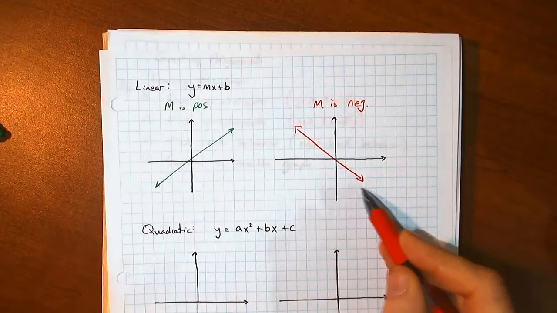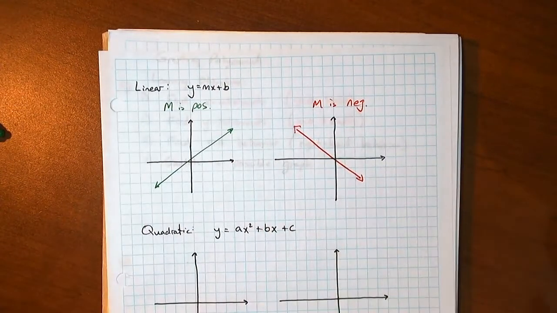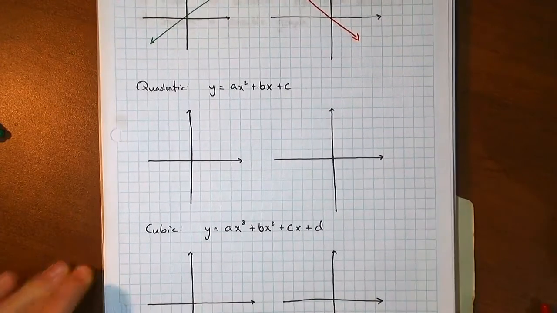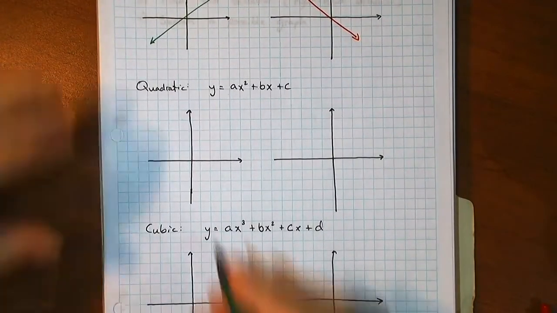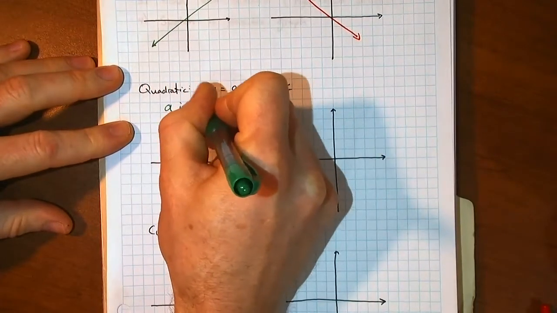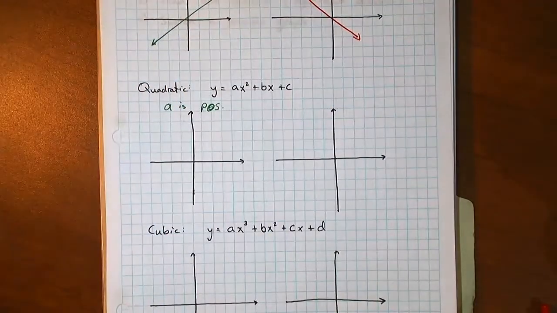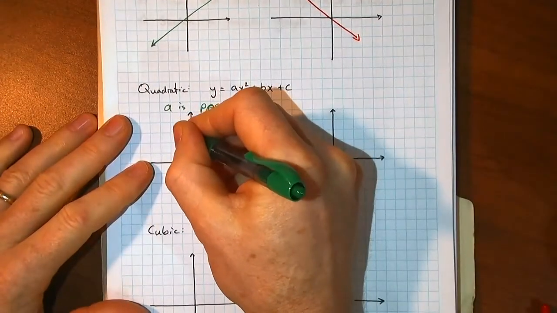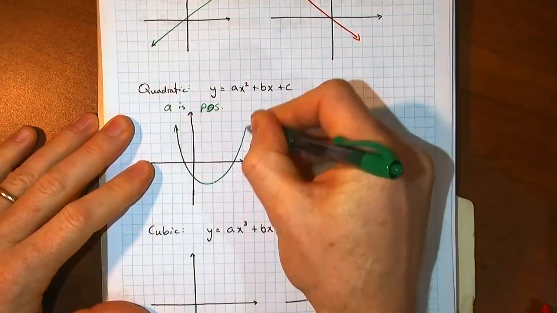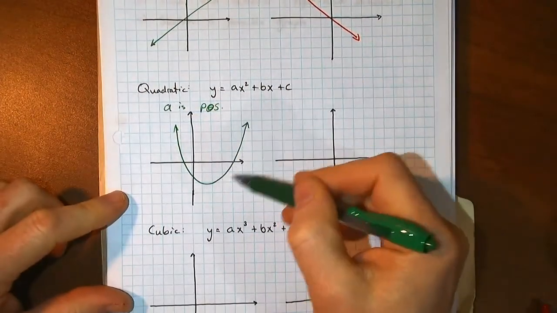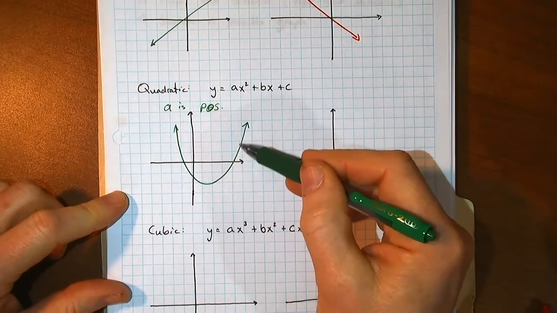Negative slope, right-hand side is going down. Okay, now with the quadratic equations. If our leading term is positive, what we said in the last unit is that meant our parabola was shaped up like a cup. Up like a cup. So what does that mean about the right-hand side? Well, the right-hand side is rising again.